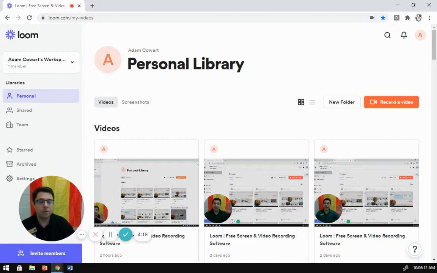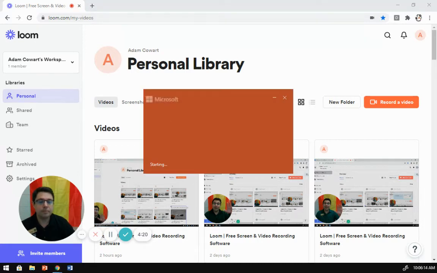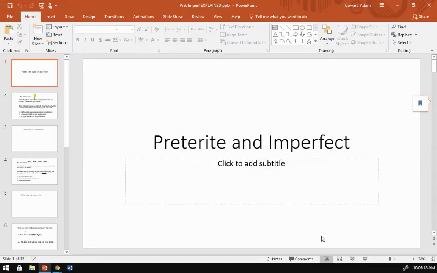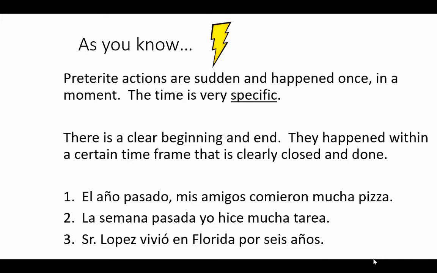Okay? Because then I'm going to show you why we're going over this. Okay. So again, this is the short version. And I kind of already explained this a second ago. Preterite and imperfect. This is a big deal when speaking Spanish because they mean different things. As you know, preterite actions are sudden and happened once in a moment. The time is very specific.